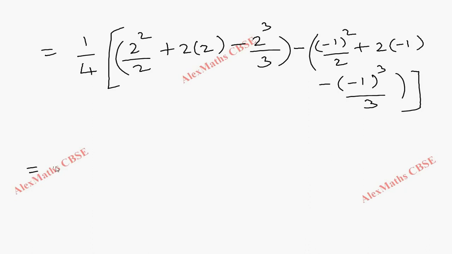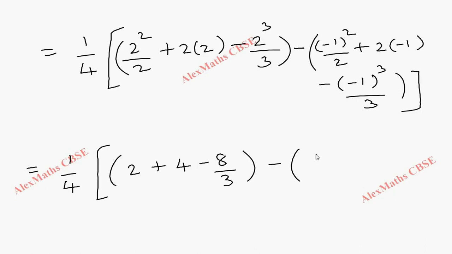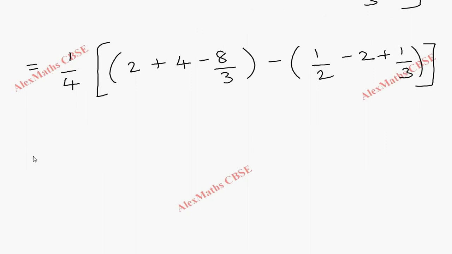Now coming to the simplification, this is 1 by 4. The first term, 2 square by 2, is 2. Then 2 into 2 is 4, and this is -8 by 3. Coming to the second part, this is 1 by 2 minus 2. (-1) whole cube is -1, and already there is a minus, so it becomes plus 1 by 3.